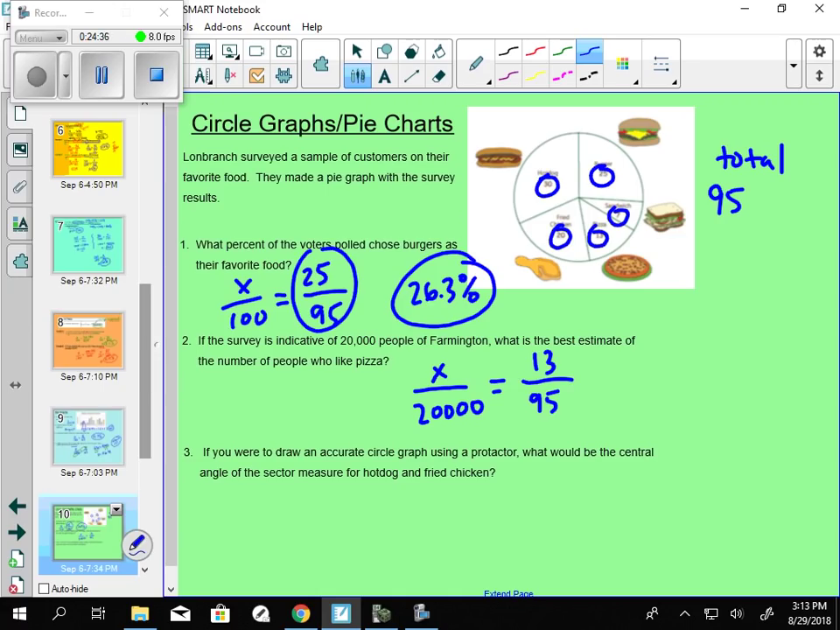13 out of 95 is the same as how many out of 20,000? Cross multiply and divide and you can get the answer. It comes out to be very close to 2,737 people.